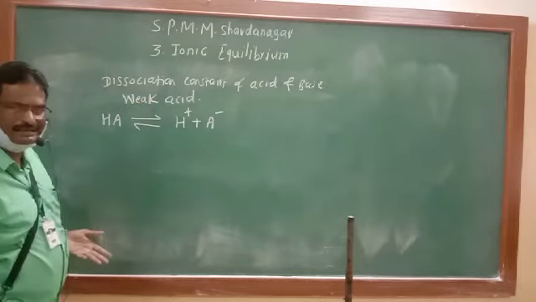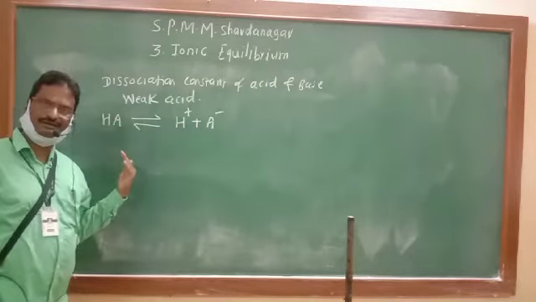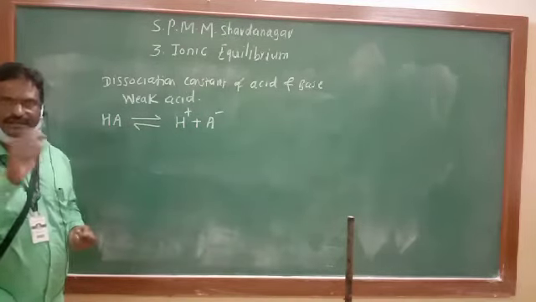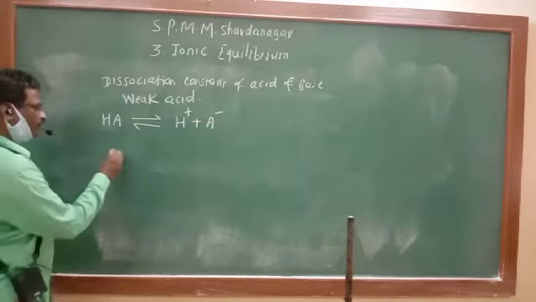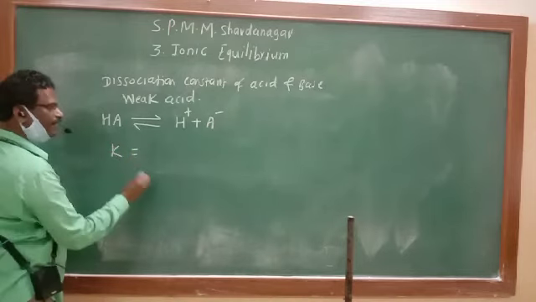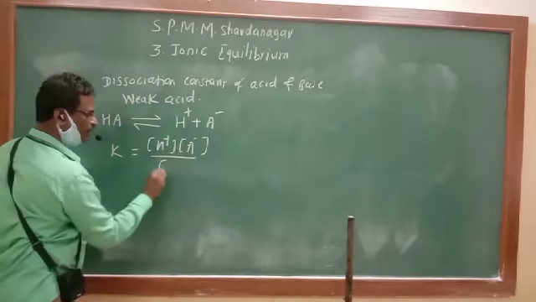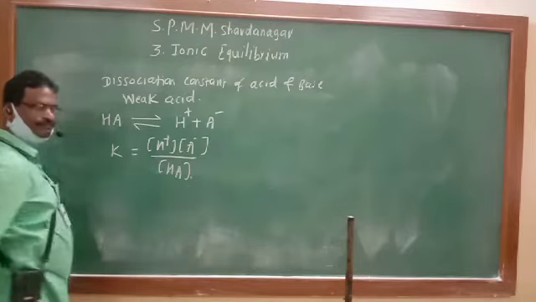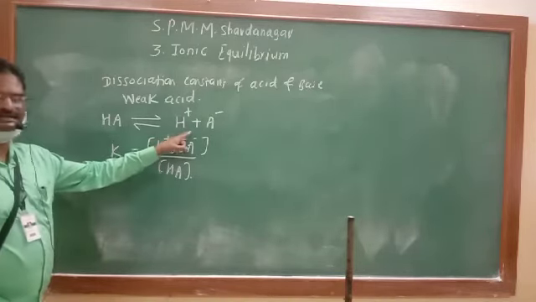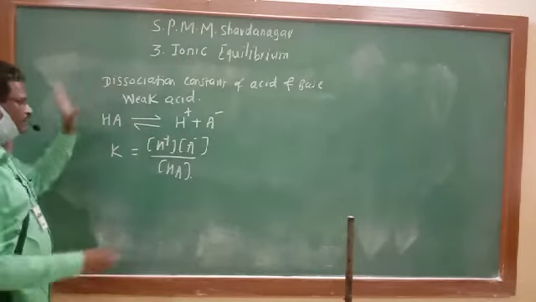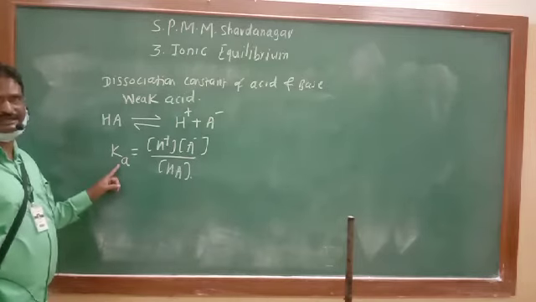By applying the law of mass action, we know the rate of forward reaction and the rate of backward reaction. Their ratio is taken and that ratio is nothing but the equilibrium constant. Over here for acid, the equilibrium constant K will be equal to the concentration of products, H plus and A minus, divided by the concentration of HA. This is the equilibrium constant, but since dissociation takes place, it is known as the dissociation constant of acid, Ka.